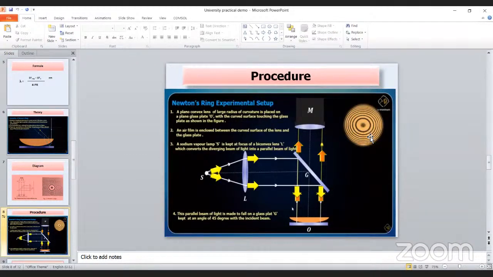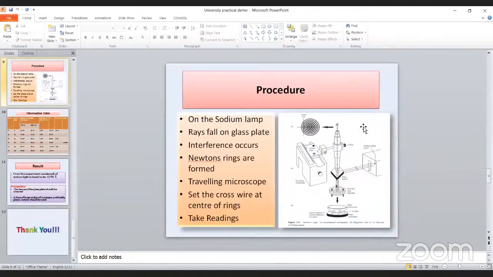Newton's rings formation means the center of Newton's rings is dark. So there is a question: why is the center of Newton's ring dark? At the point of contact, the path difference is 0, but one of the interfering rays is reflected. So the effective path difference becomes lambda by 2, and a minimum intensity condition is created. So the center of the ring is dark. So this is the procedure of the Newton's ring experiment, and Newton's rings are a best application for thin films and interference.